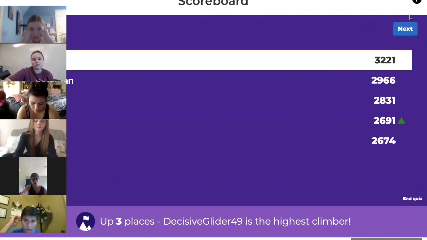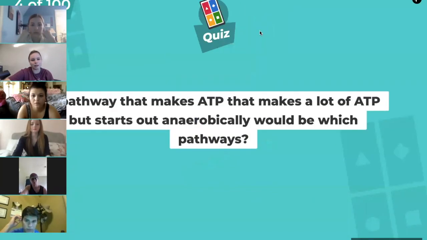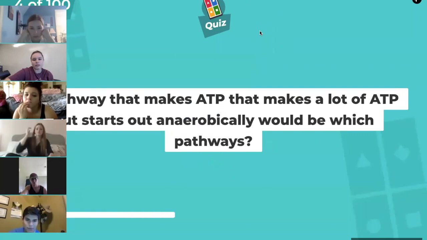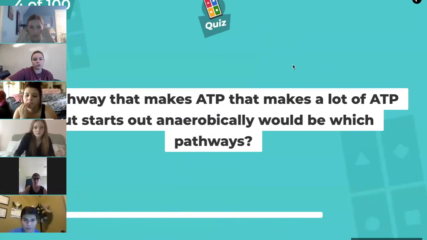Ooh, why is it decisive glider 49? Who is that? Why? A pathway that makes ATP, that would make a lot of ATP, but starts out anaerobic.